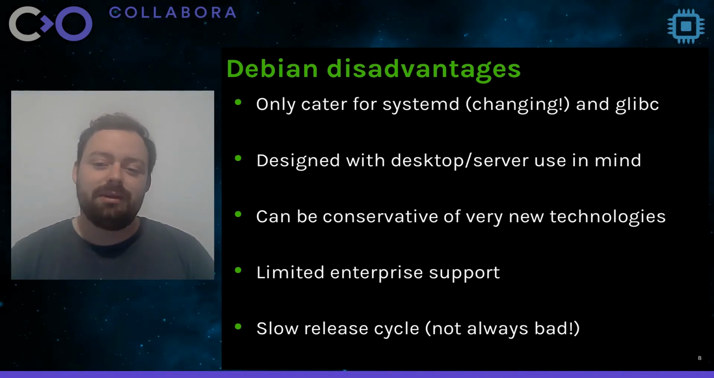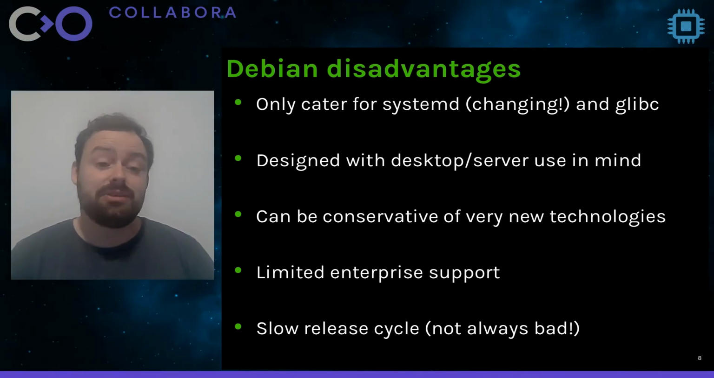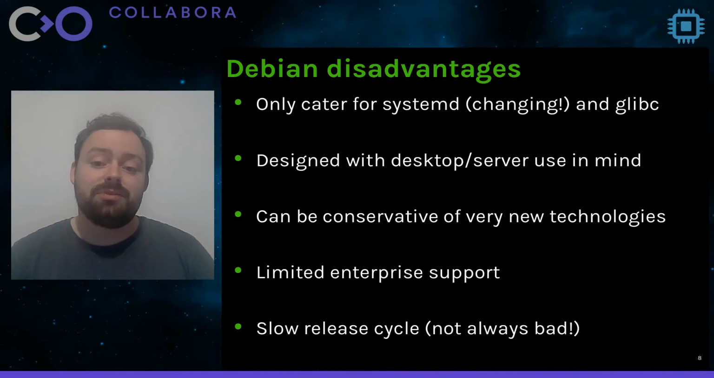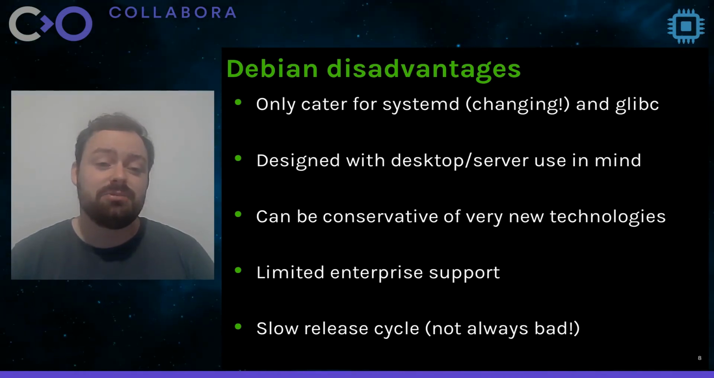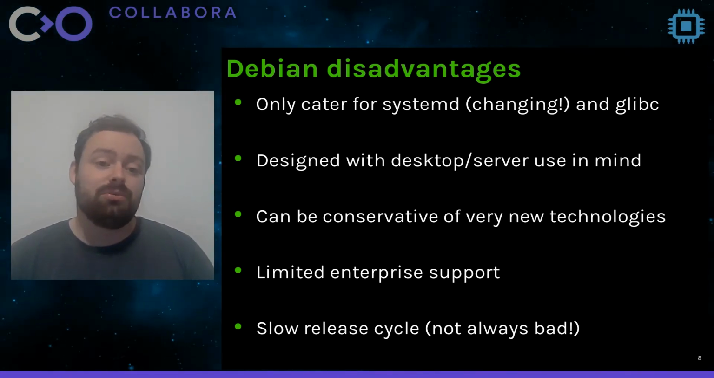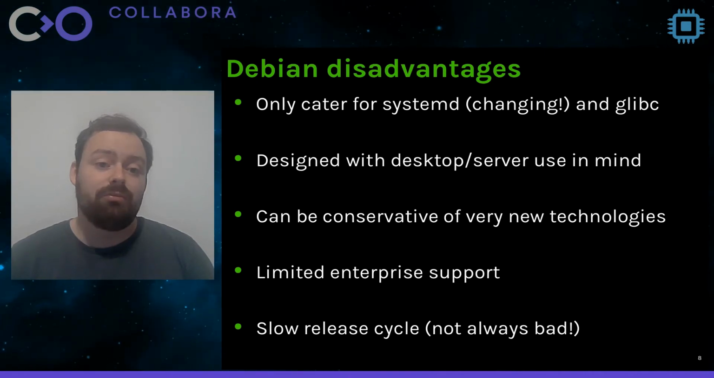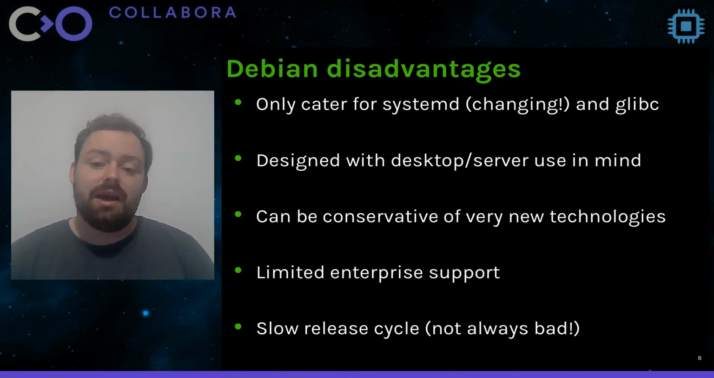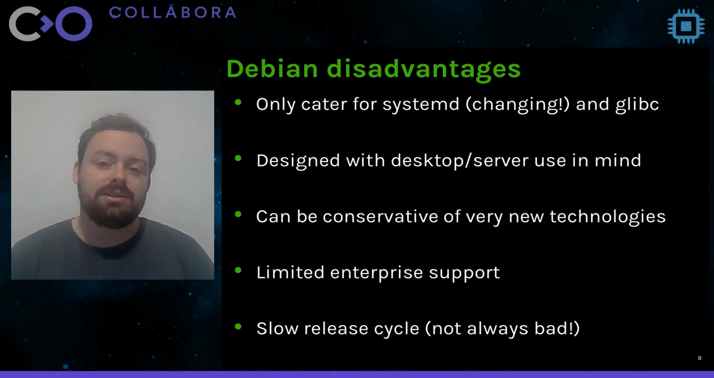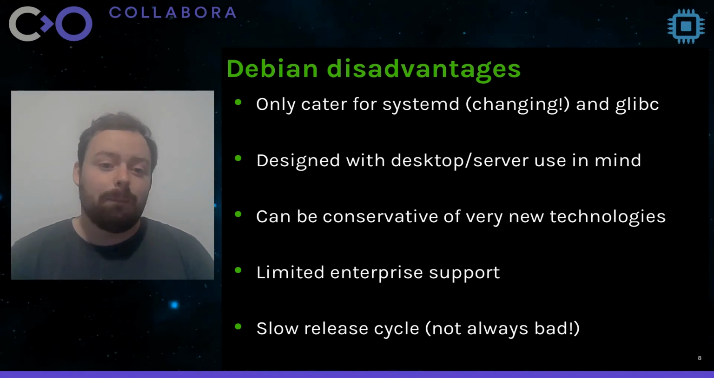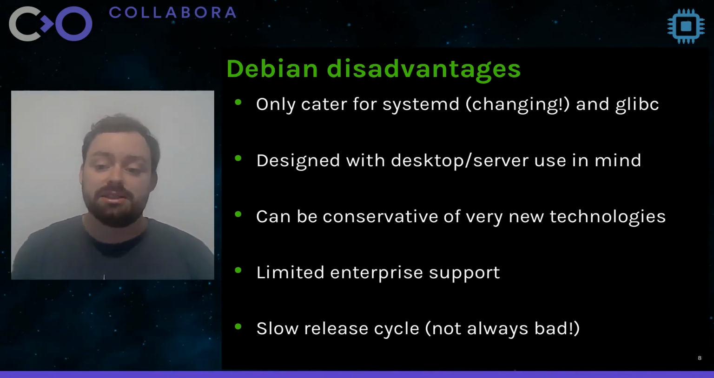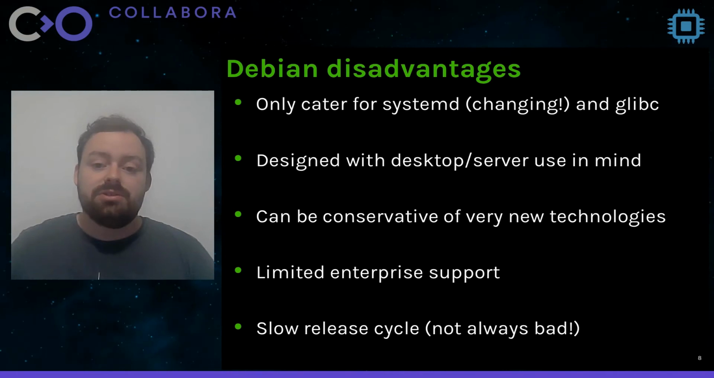Debian are a little bit conservative in new technologies, but again, this isn't so bad. I think that this is quite a good thing to be conservative of new things, because sometimes new things aren't always good. There's limited enterprise support, but there is paid support by companies like Collabora to help customers with their projects. And Debian also has quite a slow release cycle, so stable upgrades happen every kind of 2 years, but that's not always a bad thing. And as I've already said, there are fresh packages in unstable, which suits most users.